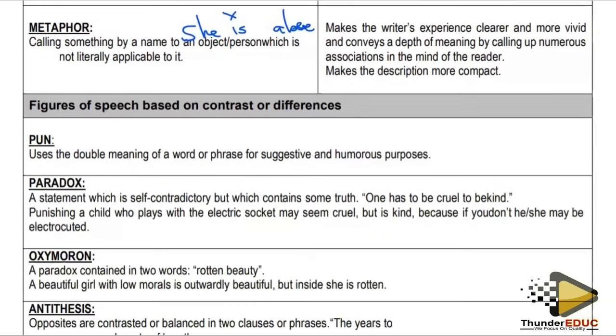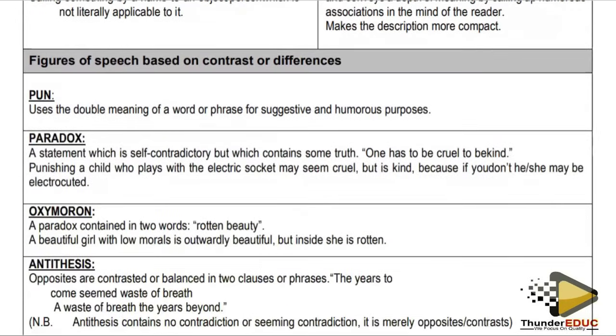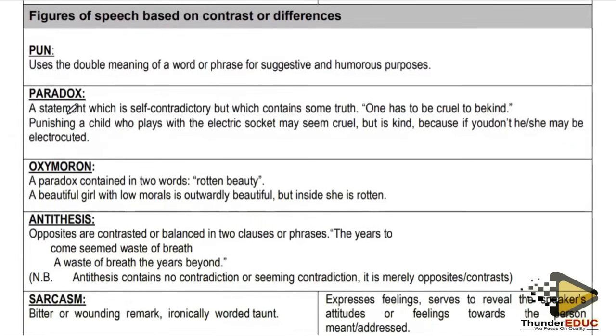All right. I'm going to talk about paradox because we're having it as well. A paradox is a statement which is self-contradictory, but which contains some truth. One has to be cruel to be kind. When you say paradox, it's a contradiction. This is the key word. How is it that at the same time you're being cruel and hurting someone's feelings, but they're talking about kindness in the same line? So that's what we mean by contradiction, though it is correct. Sometimes we must be cruel to be kind, but it's a paradox.